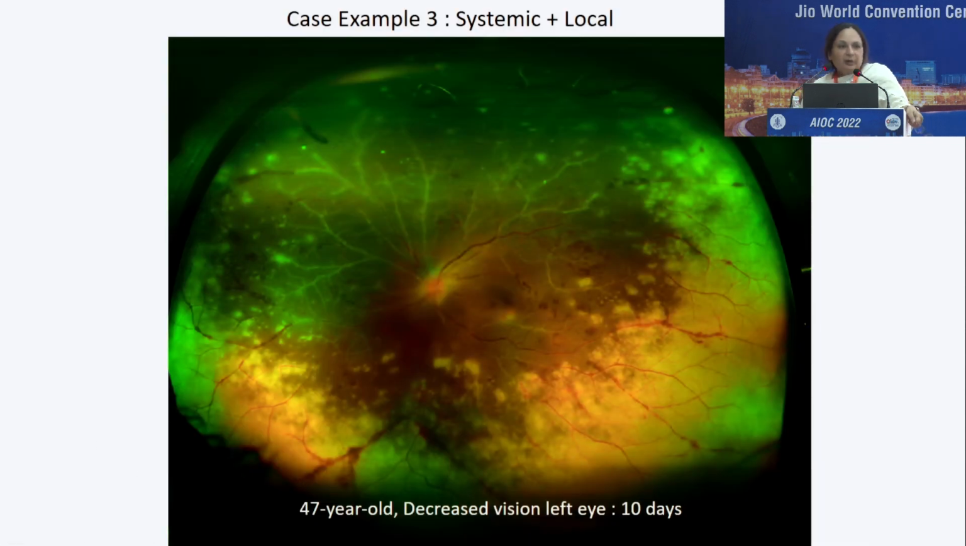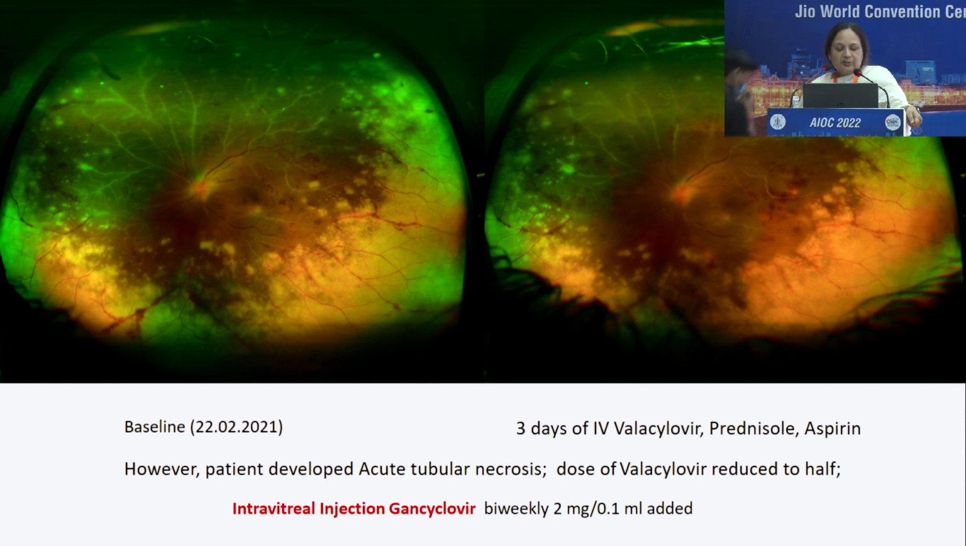Now we come to the third example, where you may have to combine systemic with local therapy. Now this is a 47-year-old lady. She comes to us with decreased vision in the left eye of 10 days duration. And you see retinitis, which is diffuse, and it's a no-brainer that it is a viral retinopathy that we are dealing with. So this is when she presents, February 2021.